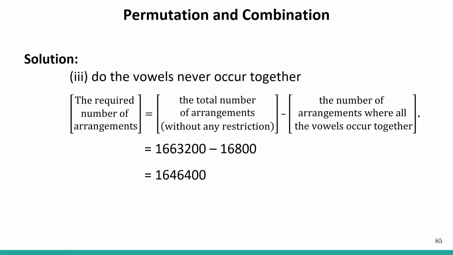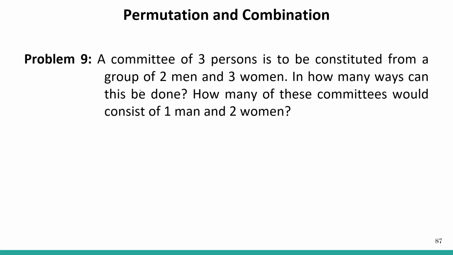So let's go forward to the next question. Okay, so a committee. By hearing the word committee, you must be wondering what should come to your mind. Should permutation come to your mind? Combination. Actually, combination will always come. Why? Because order doesn't matter in terms of forming a committee of 3 persons. So a committee of 3 persons is to be constituted from a group of 2 men and 3 women. So there are 2 men and 3 women.